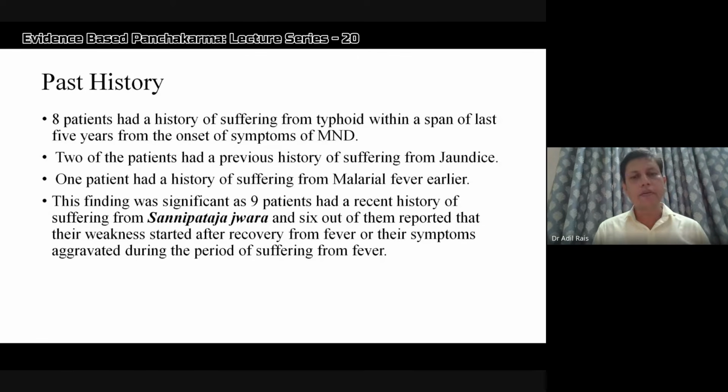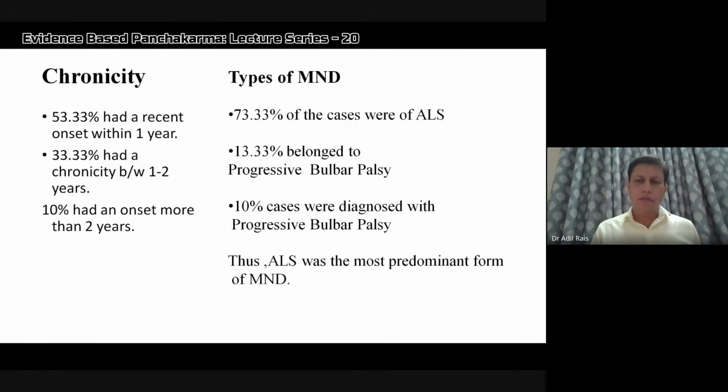Out of the 30 patients, 9 patients had a recent history of Sannipata Jwar, and patients also pointed out that after getting cured from fever, after some time, the symptoms of motor neuron disease started. So this point should also be taken into consideration. Now, we have already discussed the types of MND. In this study also, we found that ALS was the most predominant form of motor neuron disease.